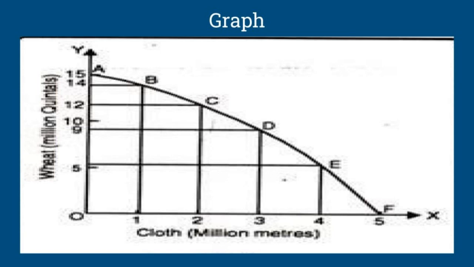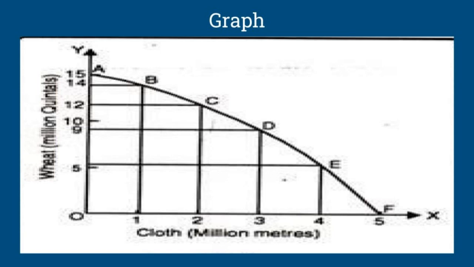Now, as we move towards point B, we can see that the resources are being transferred from the production of wheat and are now being utilized in the production of cloth, because at point B, 1 unit of cloth is being produced and 14 units of wheat are being produced. At point C, 2 units of cloth and 12 units of wheat are being produced.